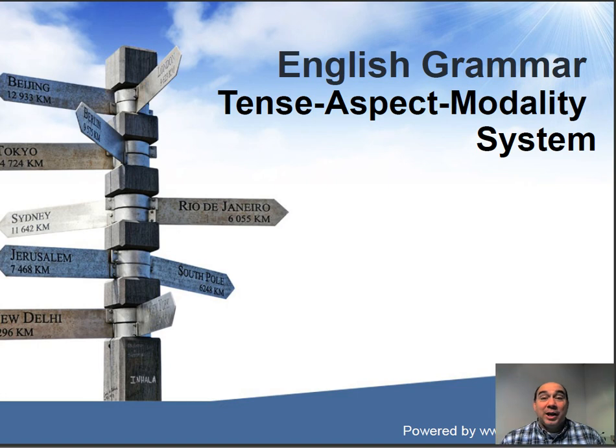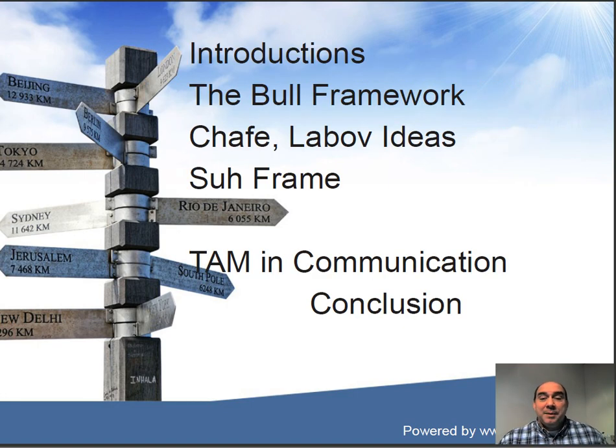Today we're going to be looking at English grammar, and in particular the tense aspect modality system. Basically we're looking at what we would normally call tenses and how they interact, and how we can play with them and move between the tenses when we're writing and when we're speaking. We're going to be looking at a couple of the historical researchers and what their ideas were with regard to how to teach this interaction.